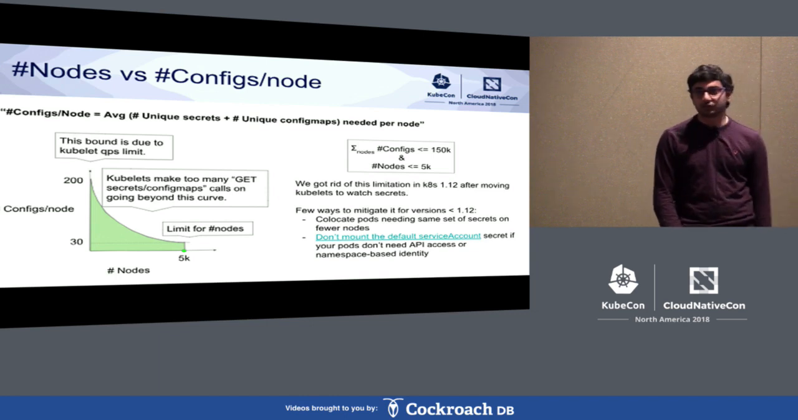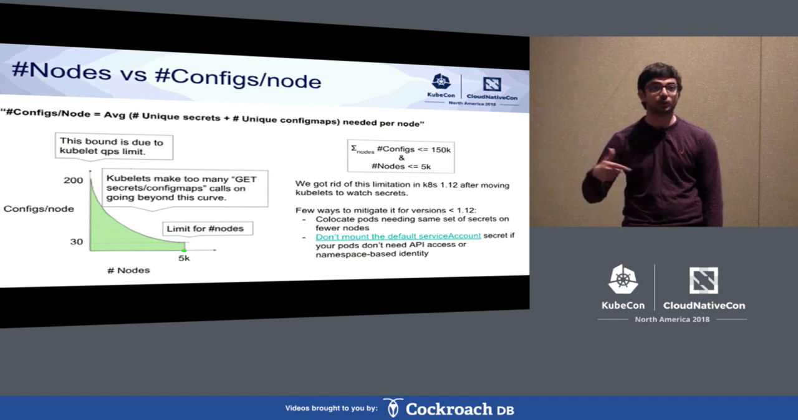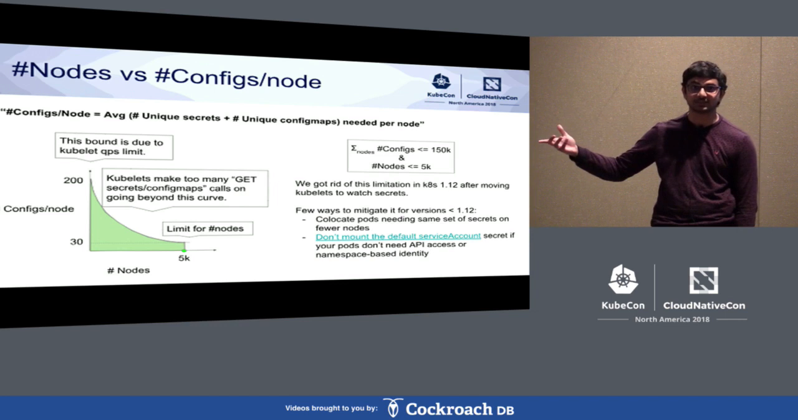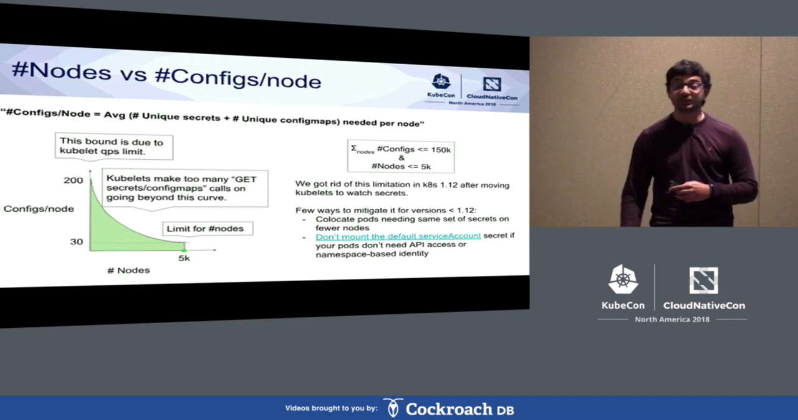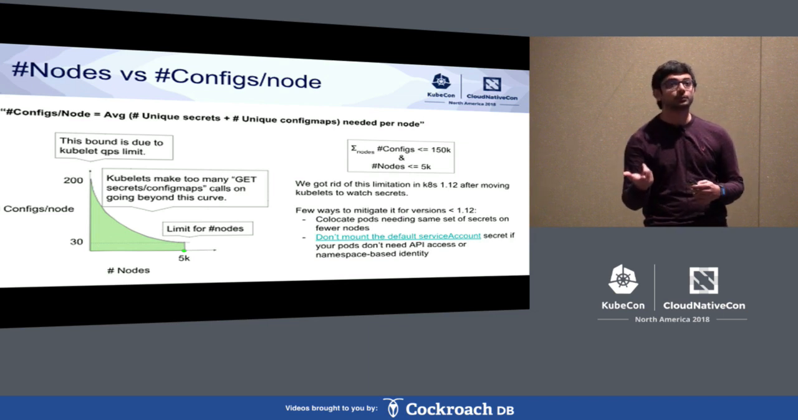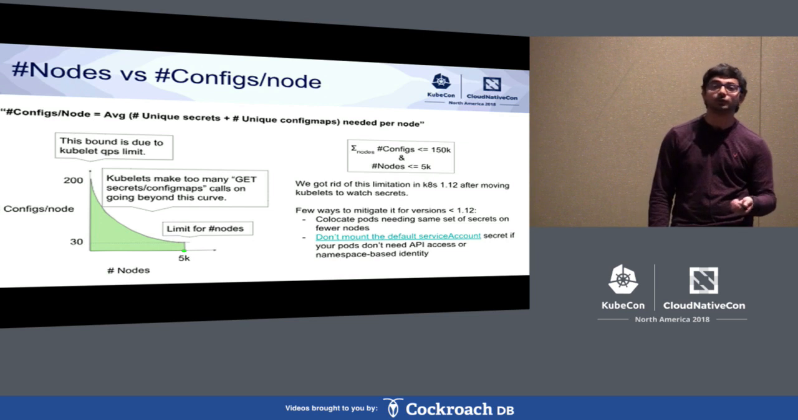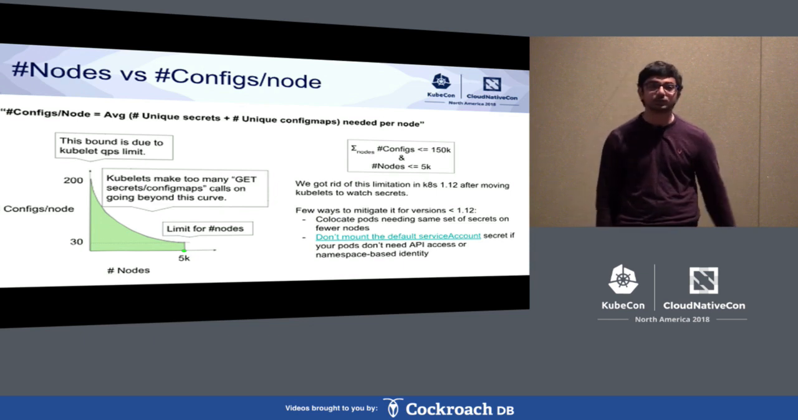Another recommendation is to turn off the default service account token mounting for your pod. This is basically the default in Kubernetes, that the pod is mounted with the secret corresponding to the namespace's identity so that it's able to talk to the API server, which adds one extra secret for a pod, and it affects this limit. So if possible, if your pods don't need namespace-based identity or don't need to talk to the API server, then consider turning this off totally.